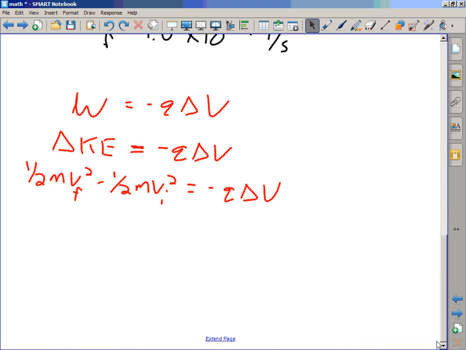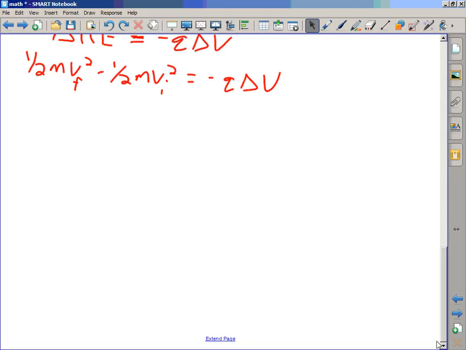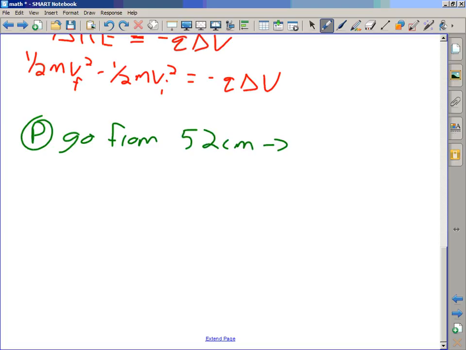So down here, I'm going off the exact same thing. This is another question. I'm letting the proton go from the 52 centimeter mark for A, is that correct? From 52 centimeters to infinity, all the way out. And this is a lot easier than you think. You already solved for the voltage at the 52 centimeter mark, but we had VA, right? What is VA?